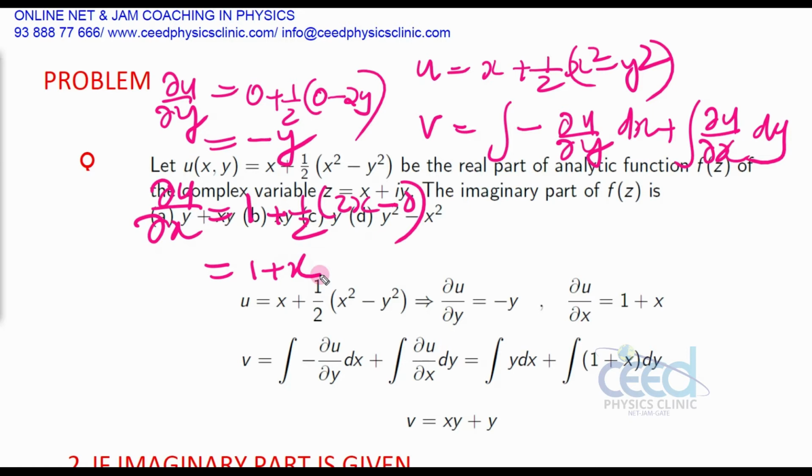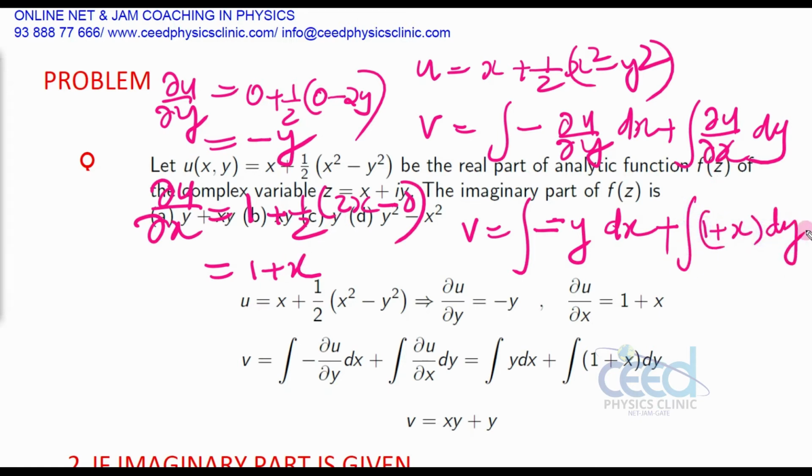Now I can substitute all these values here, that is v is equal to integral of minus dou u by dou y, which we have already got, that is minus y, so minus of minus y dx, plus dou u by dou x, which we already got, that is 1 plus x, integral 1 plus x dy, right?